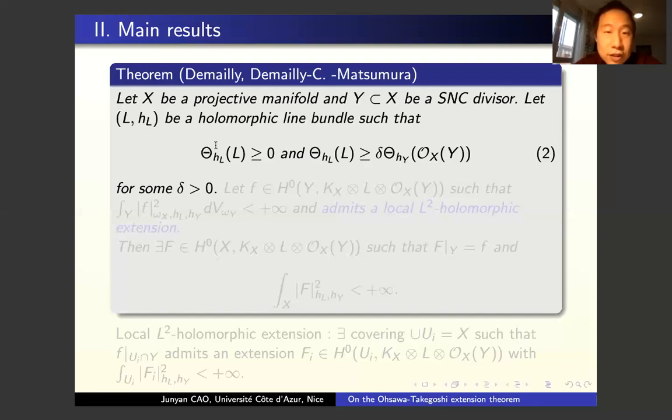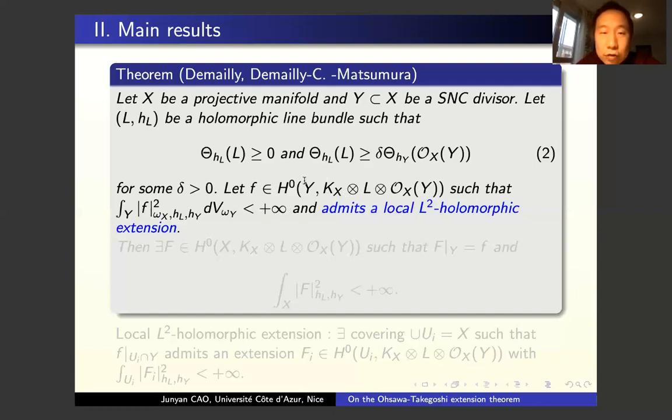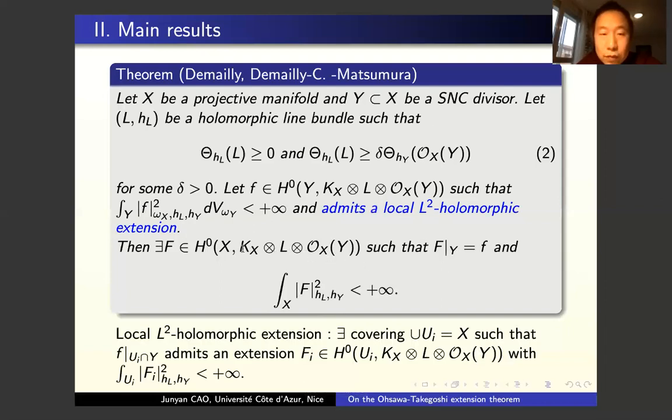So still under this curvature condition, and the letter f to be a holomorphic section over the subvariety Y, which might be non-smooth. And also we assume that its L2 norm is bounded. And also we assume that it should admit a local L2 holomorphic extension, which I will explain later. So in this case, we can find a holomorphic extension and we can control its L2 norm. But unfortunately, we cannot prove that this L2 norm is bounded by some uniform constant times the L2 norm of f. So for our result, we could not provide an effective estimate on its L2 norm.